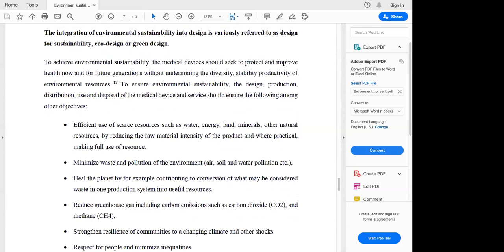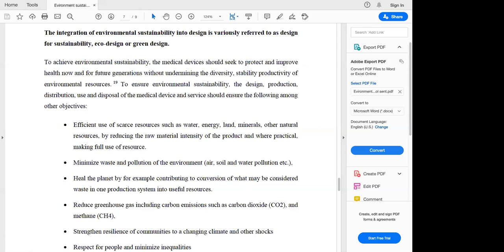When you go to literature, you will find a lot of different terminologies used for integration of environmental sustainability into design. It can be called design for sustainability, eco-design, or green design. But generally, to achieve environmental sustainability, the medical devices that you are trying to innovate on should seek to protect and improve health now and for future generations without undermining the diversity, stability, and productivity of environmental resources. That takes us back to what environmental sustainability is all about.